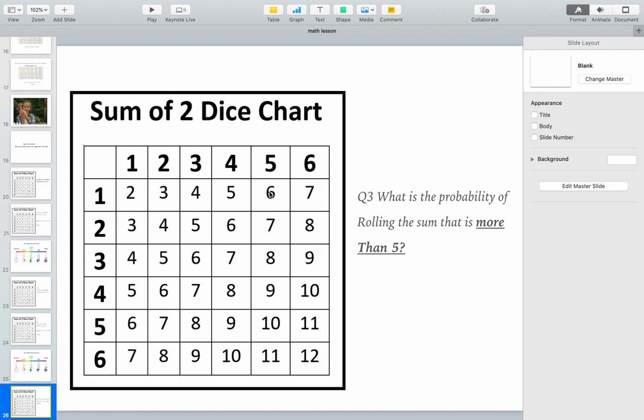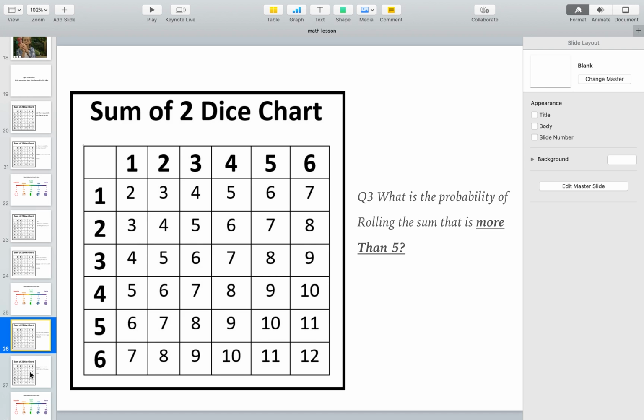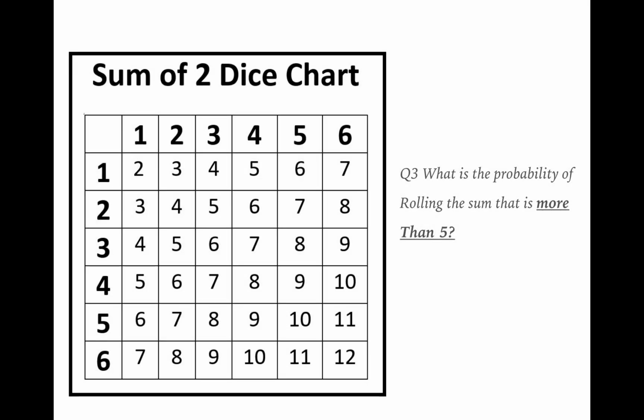So it will be 1, 2, 3, 4, 5, 6, 7, 8, 9, 10, 11, 12, 13, 14, 15, 16, 17, 18, 19, 20, 21, 22, 23, 24, 25, 26. Now, from what I can see, we have 26 numbers that are more than 5. So what is the probability of rolling a sum that is more than 5? I'll give you a little bit of time to think about it before I show you the answer. What is the probability of rolling a sum that is more than 5?